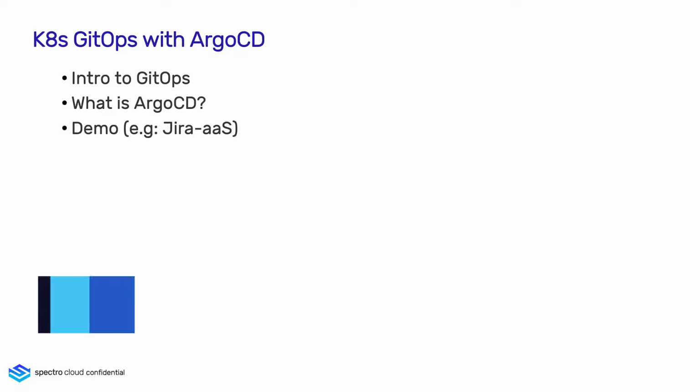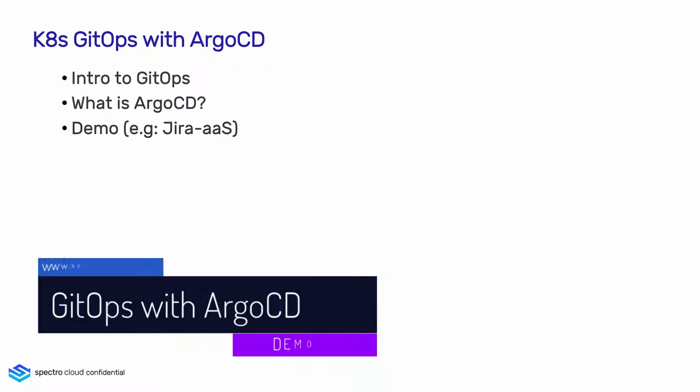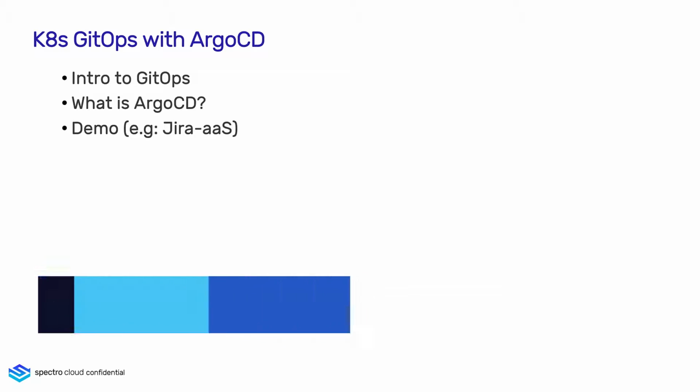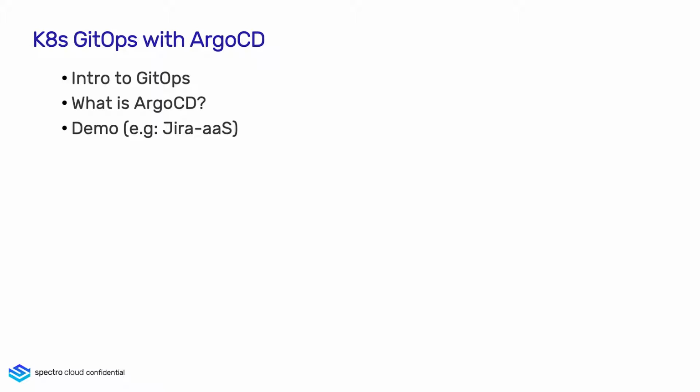In this video, we'll do a deep dive into using GitOps to deploy applications on a Kubernetes cluster. We'll start by reviewing what is GitOps and ArgoCD, followed by a demo on ArgoCD with an example use case of providing Atlassian Jira as a service to different teams or clients.